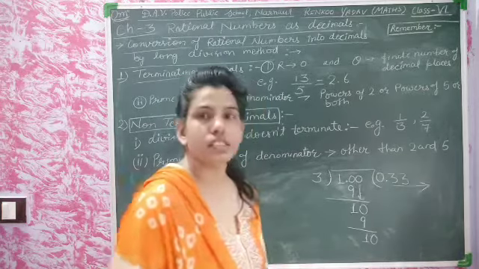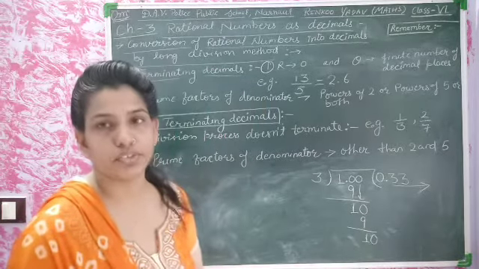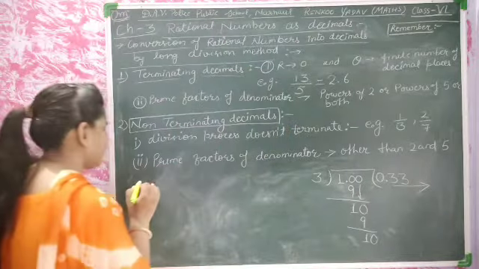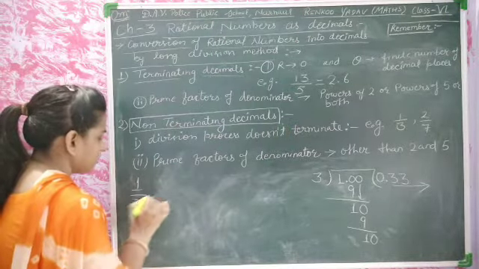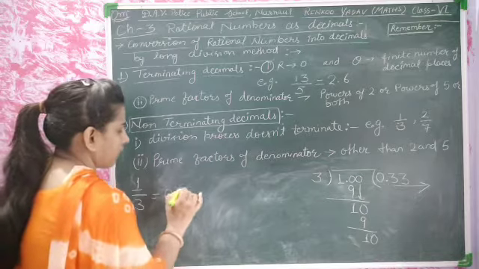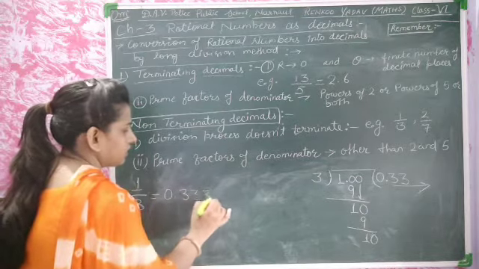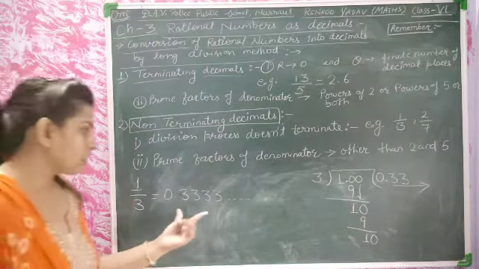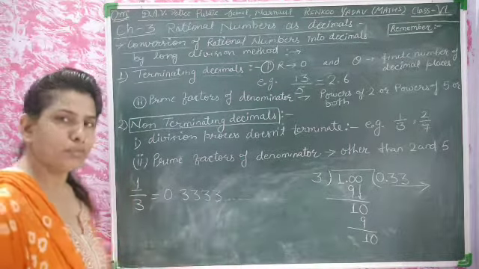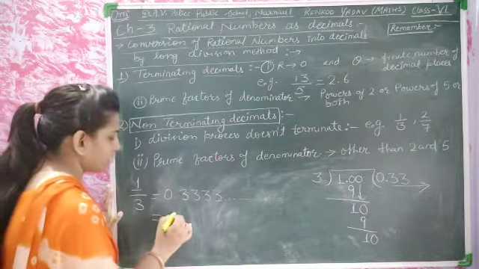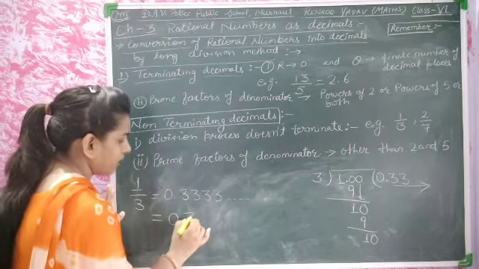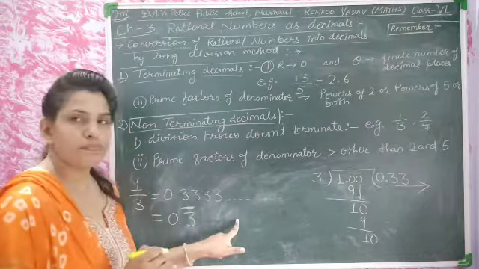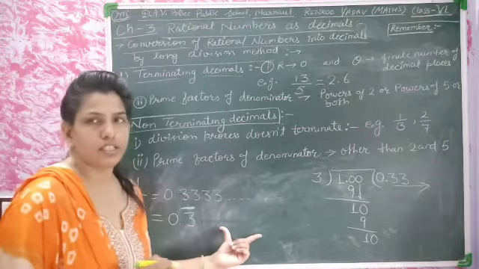It means this is the repeating number. Yes, students, you are observing here that 1 by 3 is equal to 0.3333, and yes, it's not terminating, it's a repeating number. And we also write this as 3 bar. Bar means the repeating number. That number is repeating here.